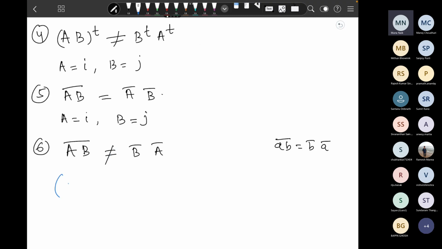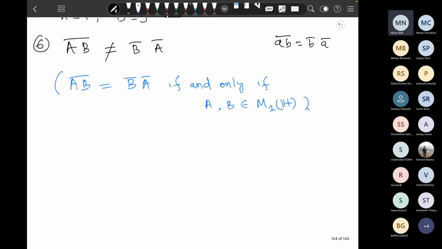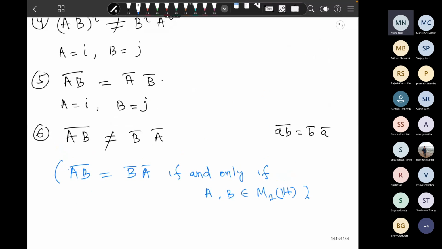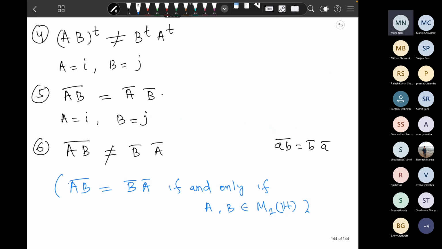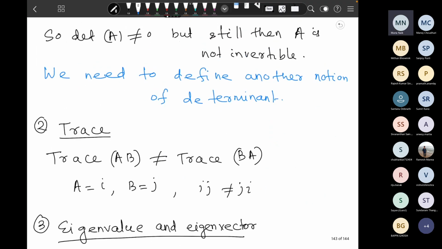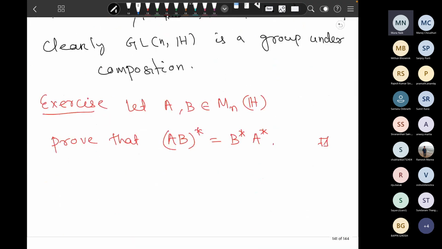AB bar is equal to B bar A bar if and only if A, B belong to M1H, the one dimensional case. It's true. Now, these are some differences of MnH with MnC. So there are some problems. The only thing that is true is AB star equal to B star A star, and you are going to use this thing. You do this exercise.